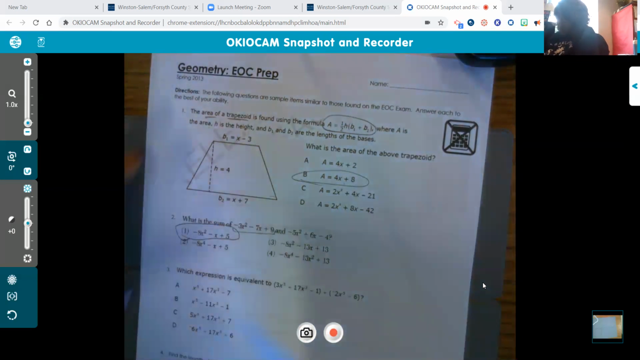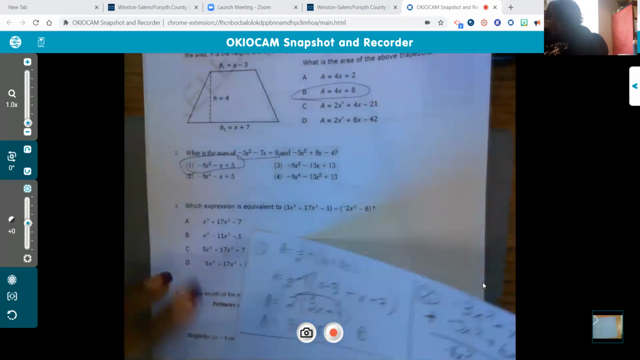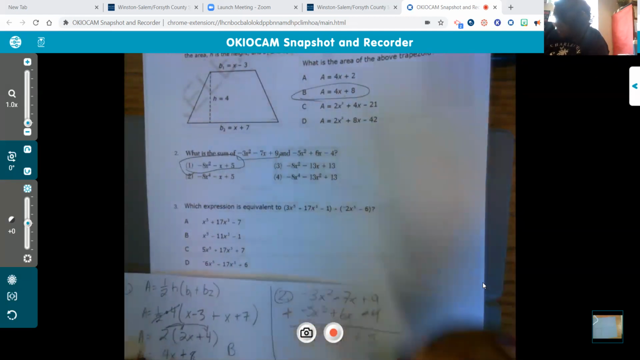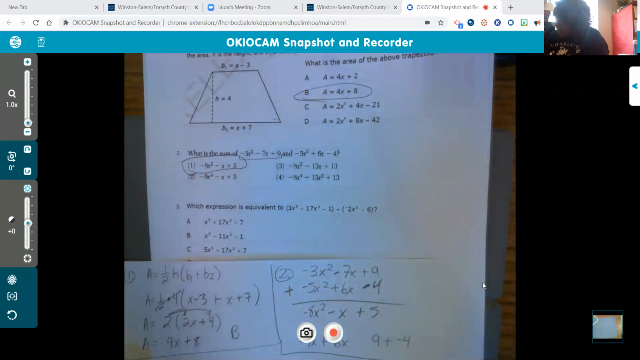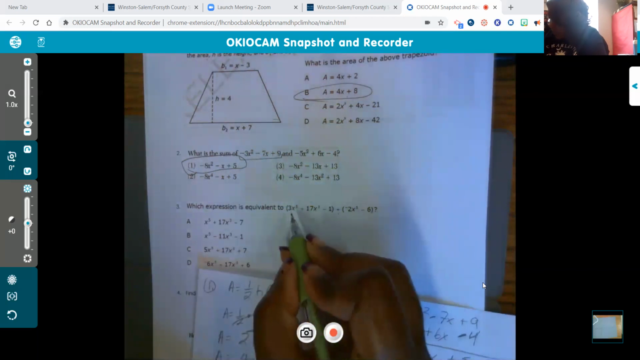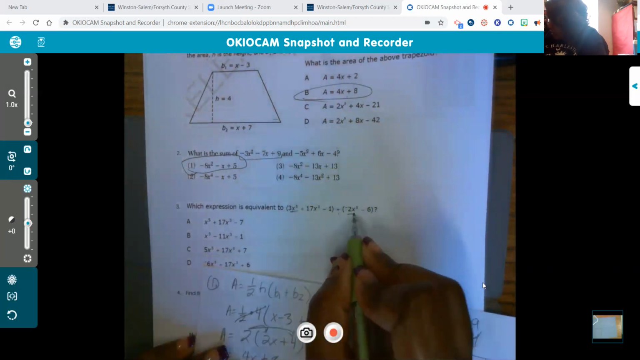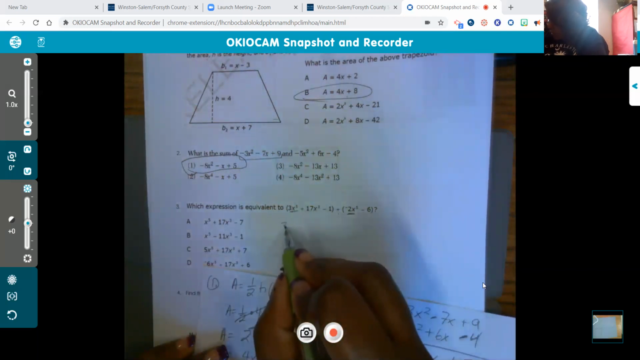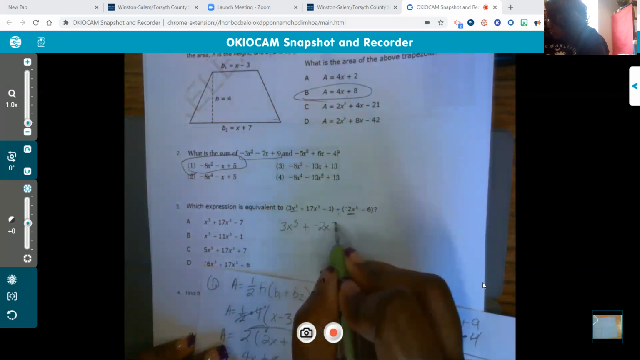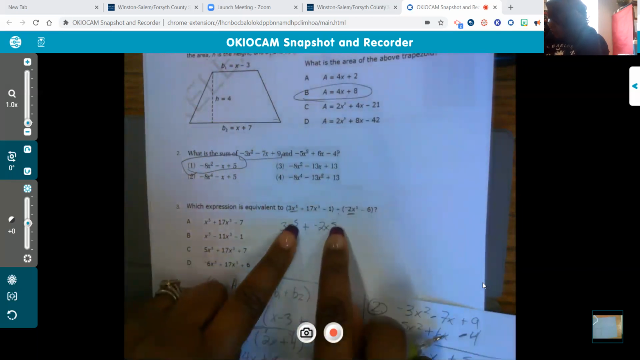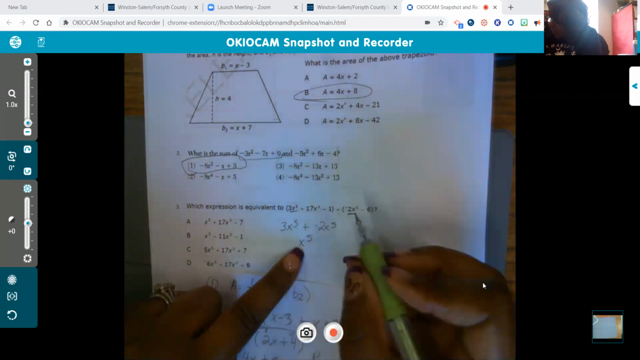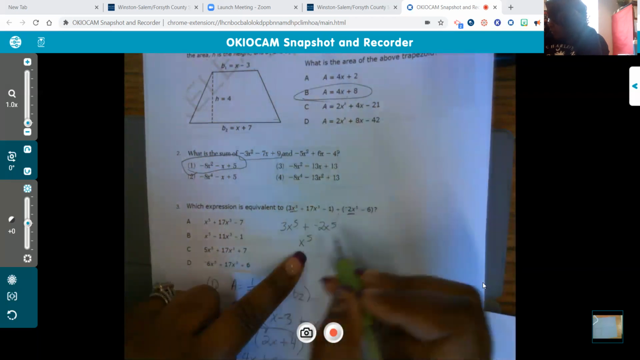All right. Which expression is equivalent to this, where you're adding them together? So we're going to do the same thing we just did: add the like terms together. Here, this one and this one are like terms. You're adding them together. So that's 3x to the 5th plus a -2x to the 5th. They're like terms, so when you do that, that gives you positive x to the 5th.